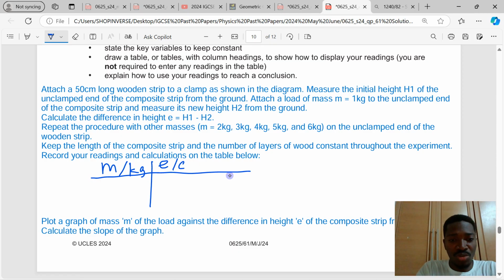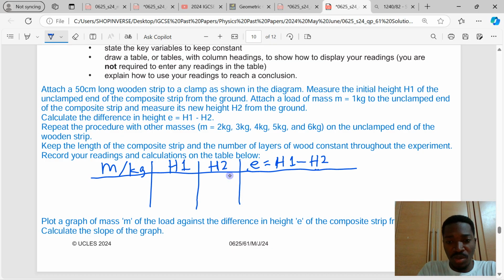And you may choose to have all your values on your table like H1, the original height, H2, the new height, and then you put E equals H1 minus H2. You may choose to put your table this way. E equals H1 minus H2 in centimeters. If you have chosen to write down all the values like this, fine.